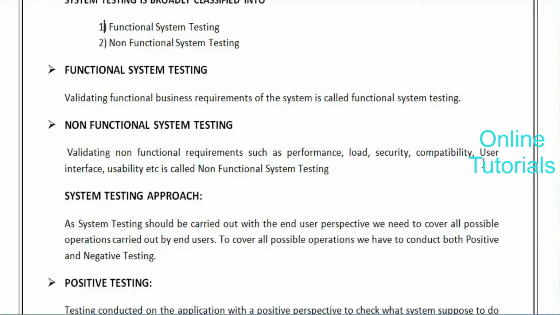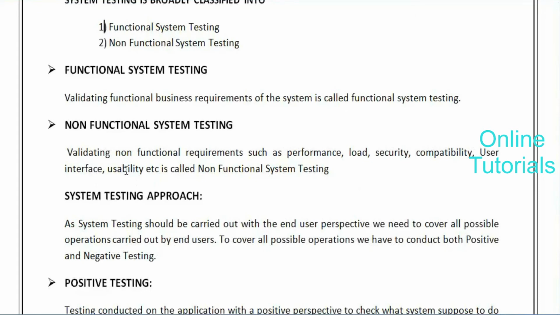For that purpose only, they have to test before delivering that application into live. That is nothing but usability. Here usability is where UI concepts come into picture: compatibility, look and feel, spelling mistakes, alignments, whether it is properly designed or not. Those things we are going to check in usability.